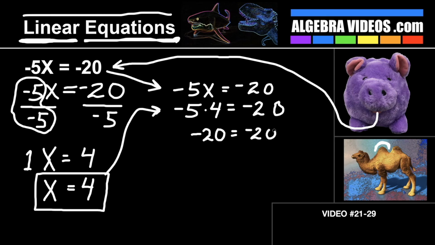Well, guess what? Our equation holds true, right? So I'm going to write a big check mark. Yay, that was correct. It held true, and that means that our solution over here of x equals 4 was correct. So we got to not only solve the problem, but we checked ourselves and made sure we didn't make any mistakes. So I'm going to give us an A+.